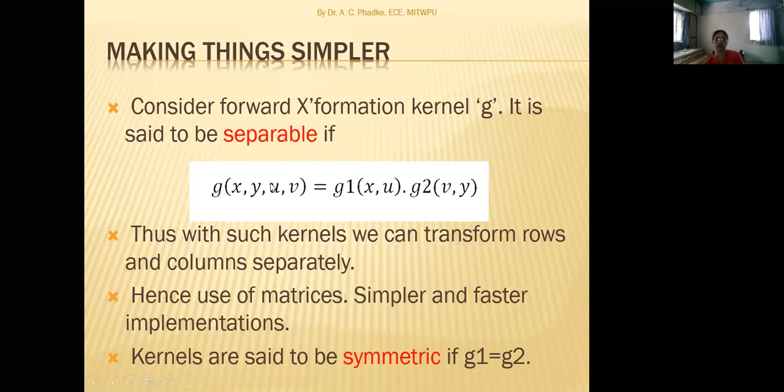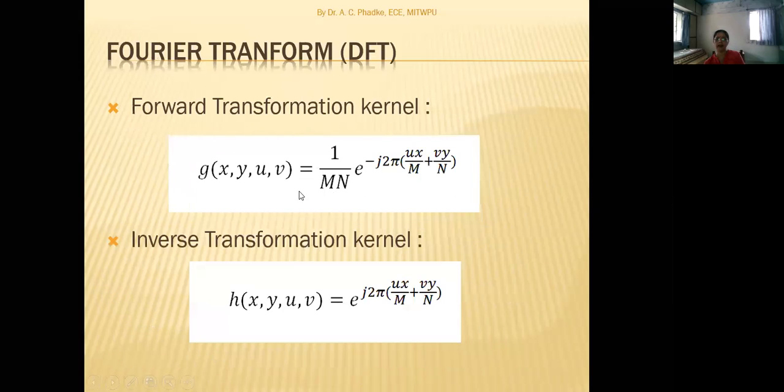Okay. So now looking at this forward transformation kernel for the two-dimensional transform, tell me whether this transformation kernel g(x, y, u, v) is separable. Please type your answer. Say this is the two-dimensional forward transformation kernel for the discrete Fourier transform. Tell me whether this transformation kernel is separable.